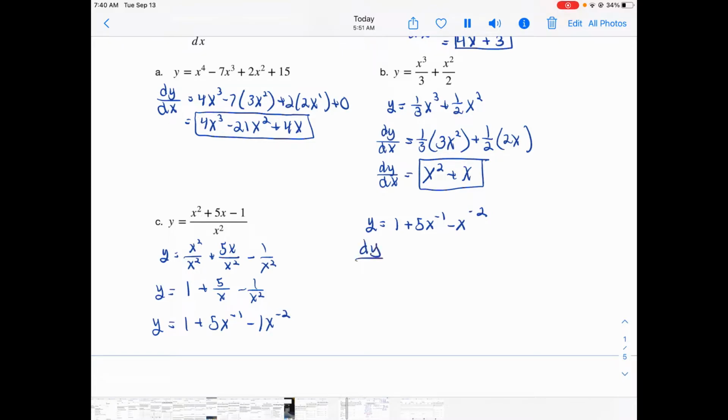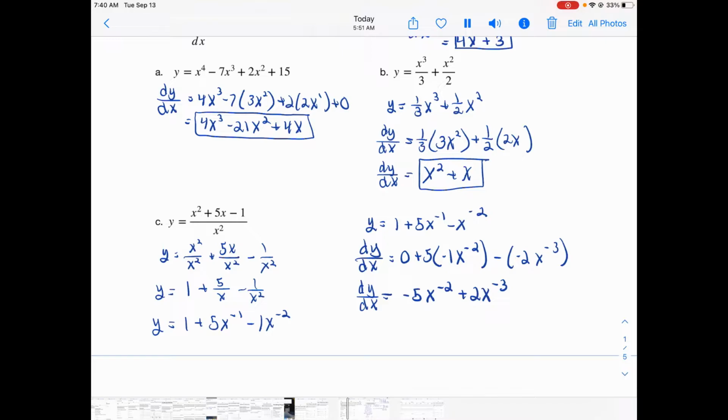So I'm going to take the derivative of y with respect to x. The derivative of a constant is 0, and then 5 times negative 1x to the negative 2, because I decreased the power by 1, and that gives us negative 2x to the negative 3. And then simplifying that down, my final answer for the derivative of y with respect to x in this problem is negative 5x to the negative 2 plus 2x to the negative 3.